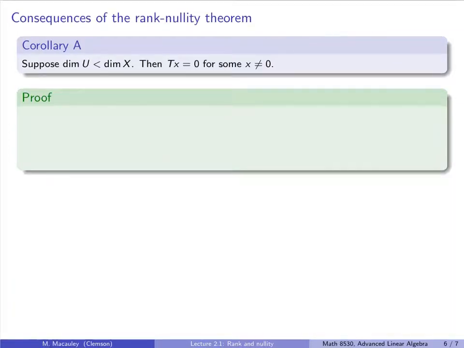Let's finish with several consequences of the rank nullity theorem. The first one is very simple, but it's also very useful, so it's worth saying. What this says is that if we go from a bigger dimensional space to a smaller dimensional space, then the null space is going to be non-trivial. So in other words, there is some non-zero vector that gets mapped to 0. So here's a picture of this. This does not have to be onto, a little bit of a cartoon.